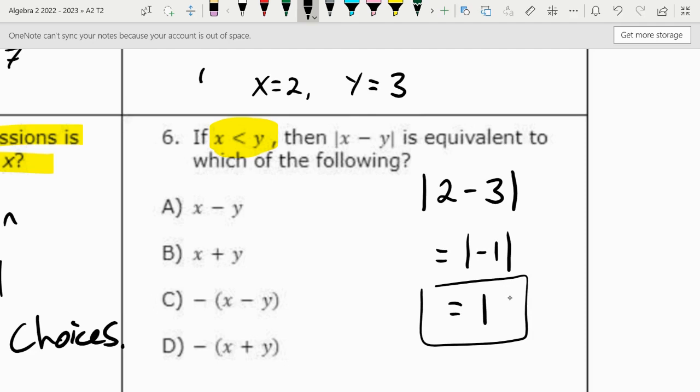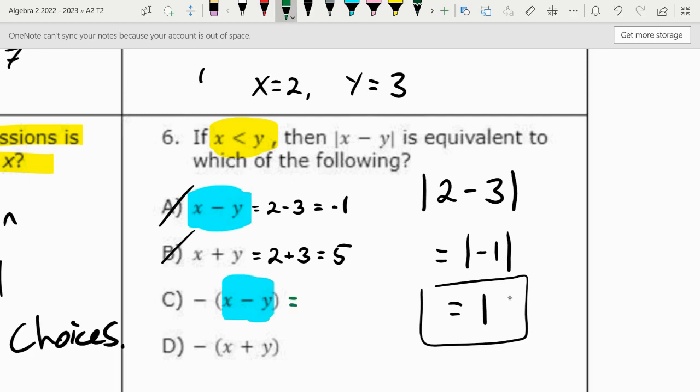Okay, if we take 2 minus 3, well, that's -1, so it's not A. If we take 2 plus 3, it's 5, not 1, so it's not B. Okay, the other ones, if we take negative x minus y, so here's x minus y, the negative version of A would just be +1. Okay, and the negative version of B, excuse the bell, the negative version of B would just be -5. So obviously here the correct answer is C, because that's the only one that equals 1.